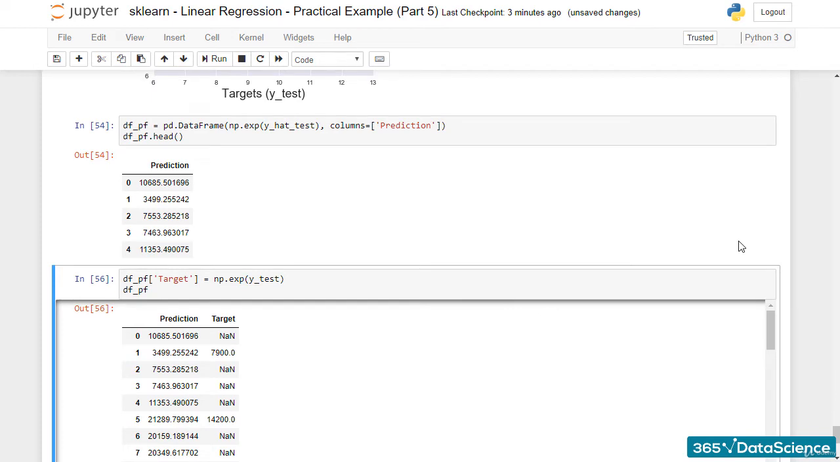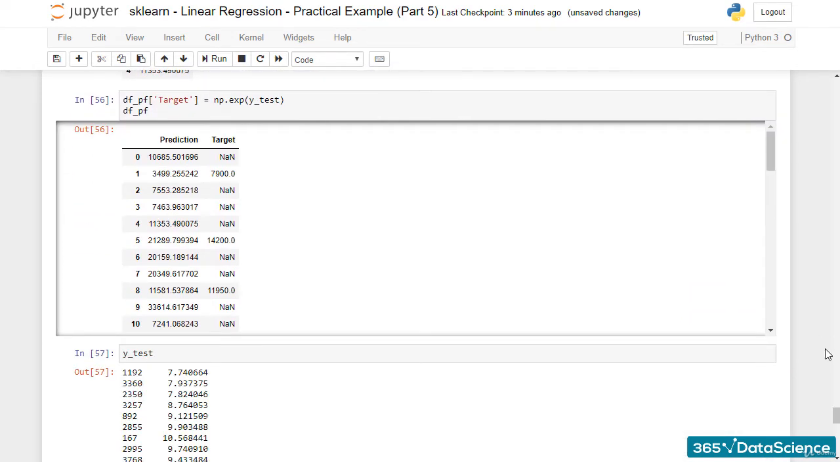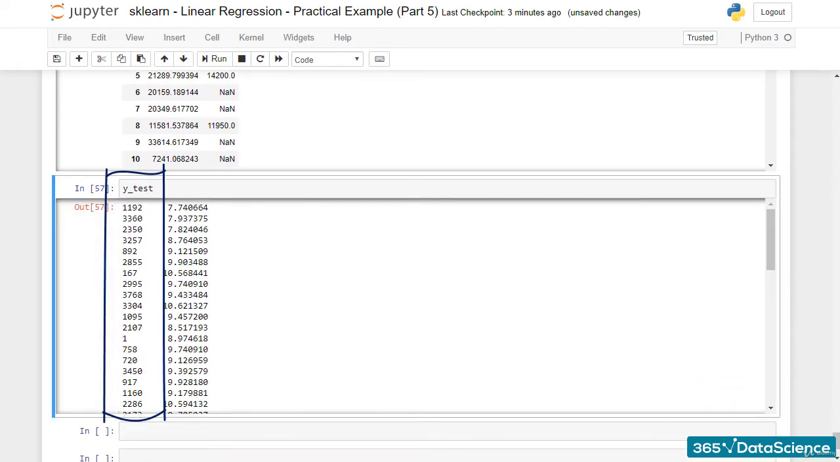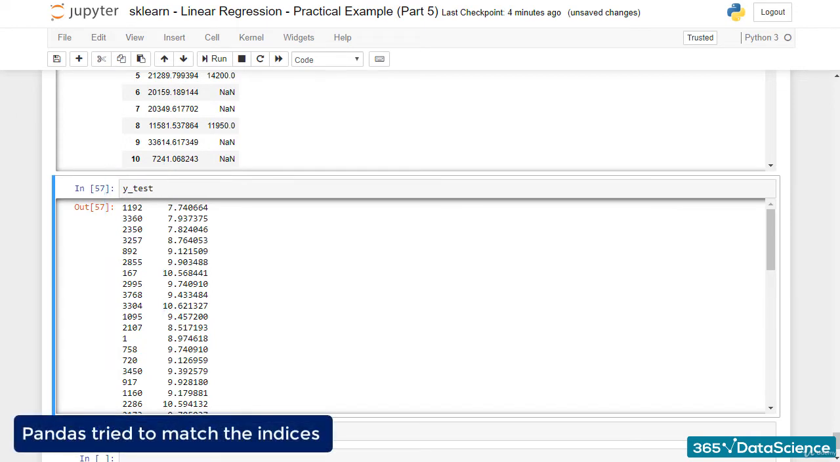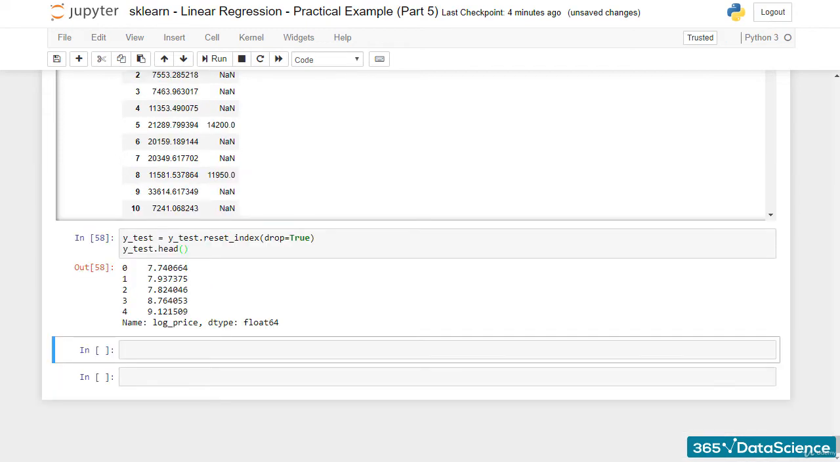To try to understand issues like this one, we can display the y-test data frame. What we notice is it contains indexes. In fact, when we split the data into train and test, the original indices were preserved. So, when we added y-test to DFPF, pandas tried to match the indices. What we need is to forget this original indexing. The easiest way to achieve that is to overwrite y-test with y-test reset index with an argument drop equals true. This operation will reset the index of y-test.